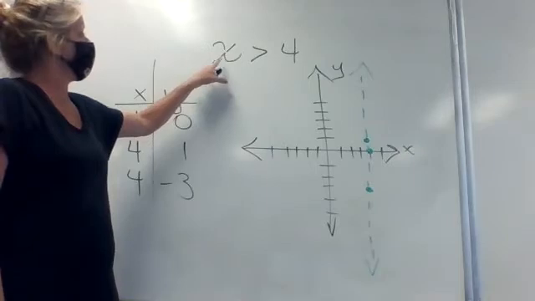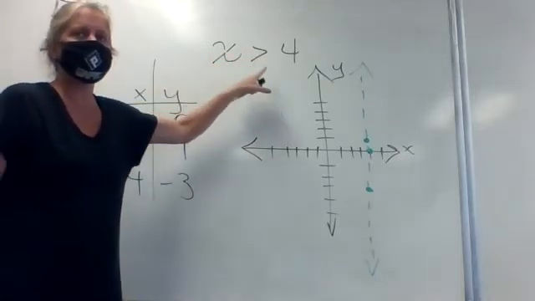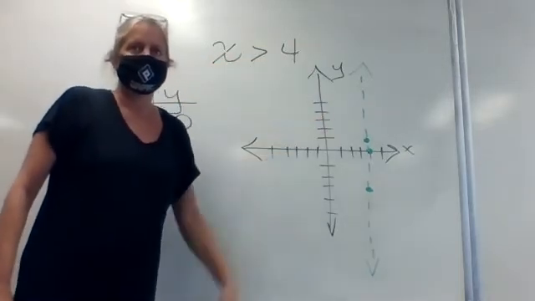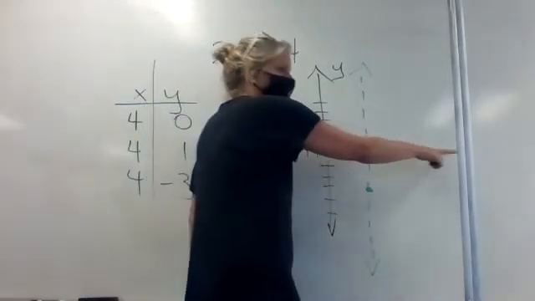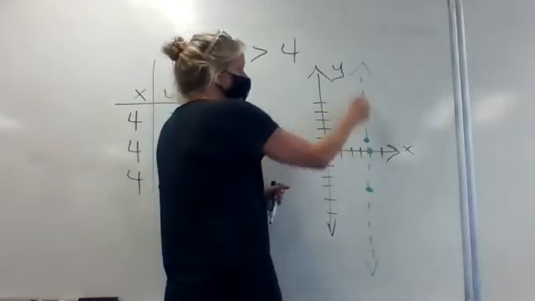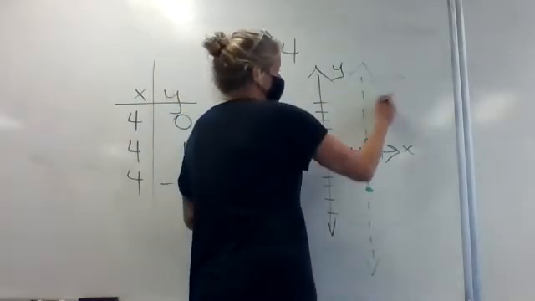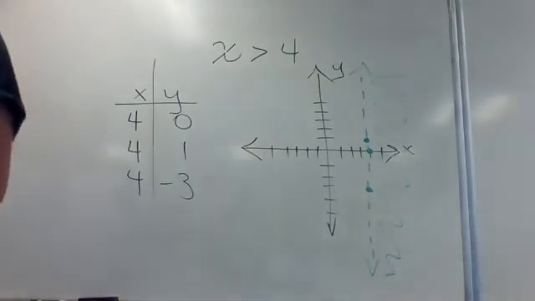But now I'm not going to be able to shade above or below a vertical line. What this is saying is, where are my x values? Where is x greater than 4? My x values get bigger going this way, right? They get smaller going this way. So if they are bigger than this line, they're just going to have to be on the right side of it. That's where my x values are greater than that line.